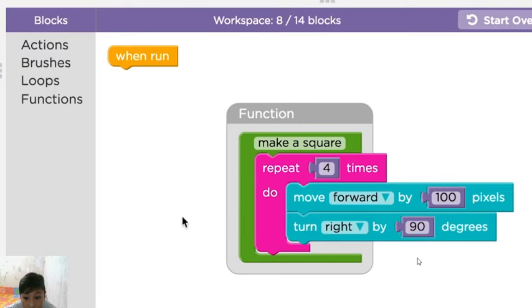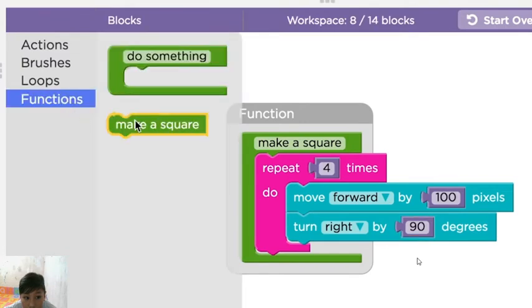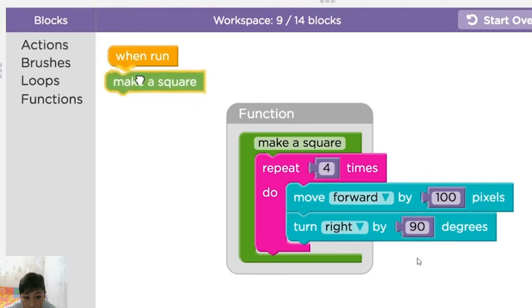With our function created, you can see that a new Make a Square block appears under the Functions label in the toolbox, so that we can actually use or call our created function from our program. This is an important step that's easy to forget. Okay, time to continue on and get creative with your own functions.